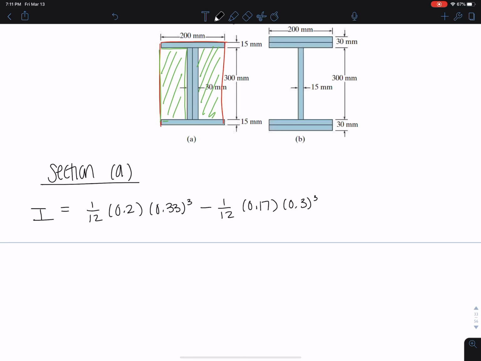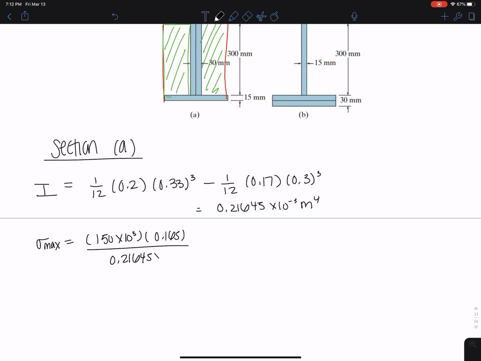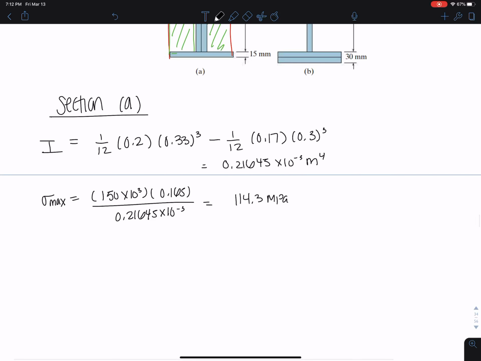And I get 0.21645 times 10 to the negative 3. And if you want to check this, you can do parallel axis theorem to kind of check this, okay? And then we can say sigma max is, we have the moment of 150, and I'm plugging in the moment of inertia. And I get 114.3 megapascals. And that's sigma max for section A.